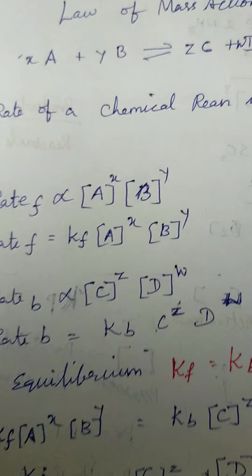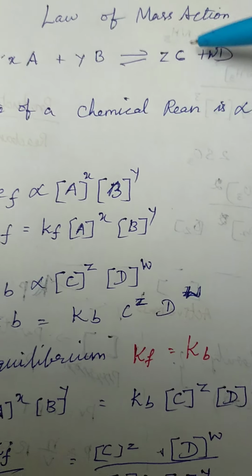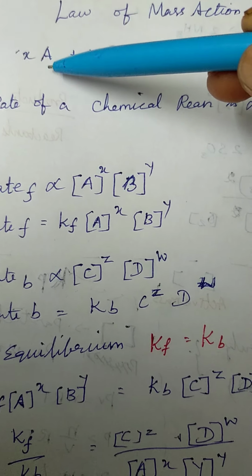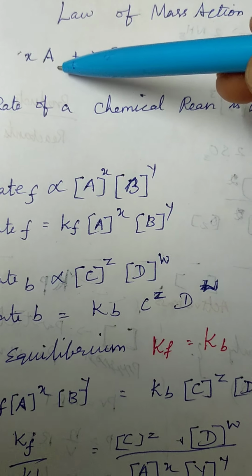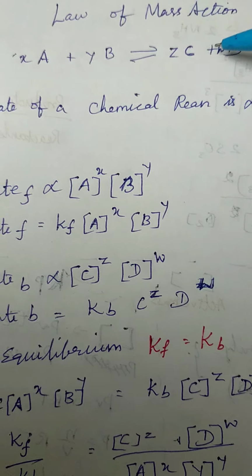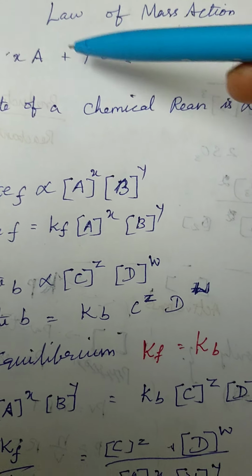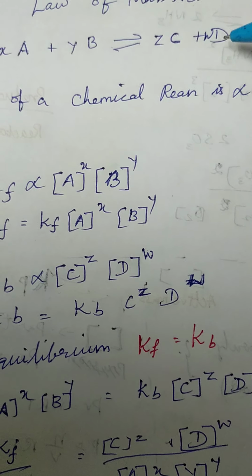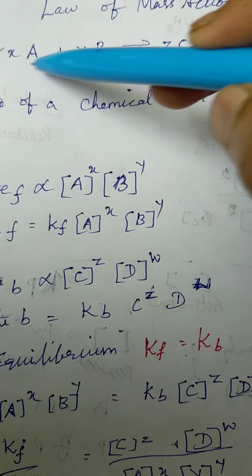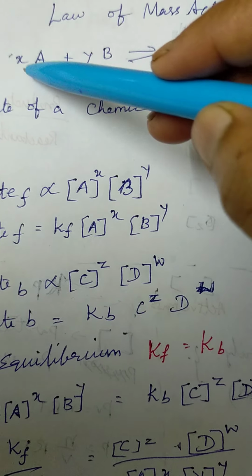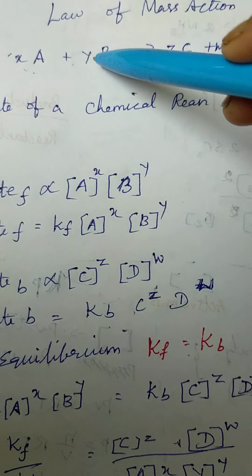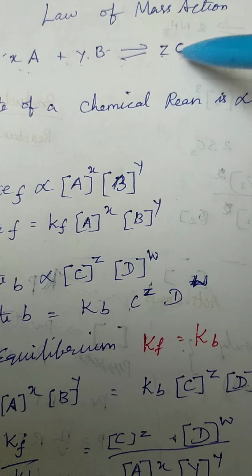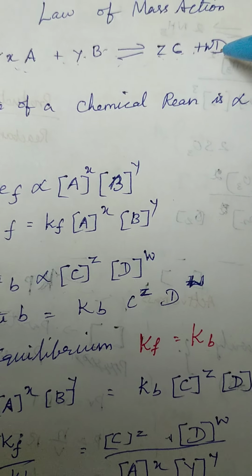So next term is law of mass action. Let us consider this chemical equation: A plus B gives C plus D. This is a balanced equation. Whenever any equation is given, we have to write the balanced equation. Here x is the coefficient of A, y is the coefficient of B, z is the coefficient of C and w is the coefficient of D.